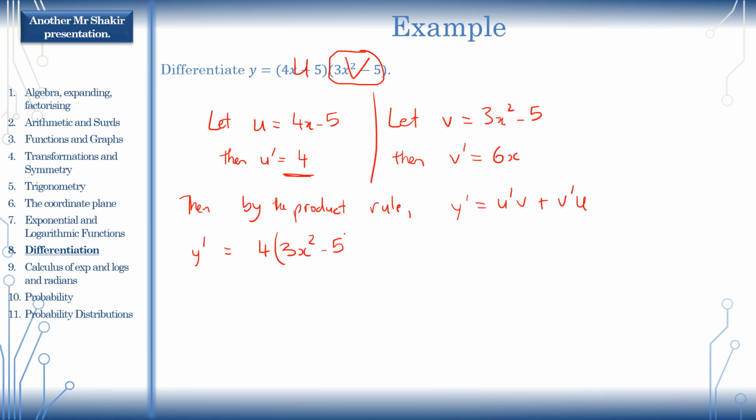Okay. And then close bracket, and you have a plus here, right? So plus, now I'm going to do v prime, v dash. V dash is 6x, all right, 6x here. And then use brackets. What's u? U is 4x minus 5, so let's write 4x minus 5. And look, you could expand that if you wanted to, but that's the product rule. In essence, that's it.